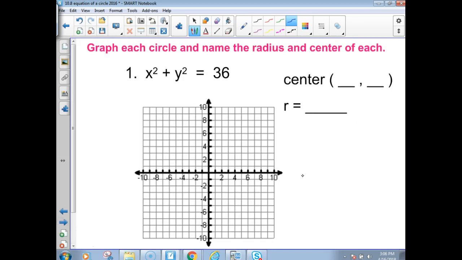Let's do examples. This one would have a center at (0, 0) because it's in that standard form. h is 0, k is 0. The radius would be r squared is 36. You take the square root of 36 to get r, and that'd be 6. You plot (0, 0). We go 6 above, 6 to the right, left, down. And we sketch that circle.